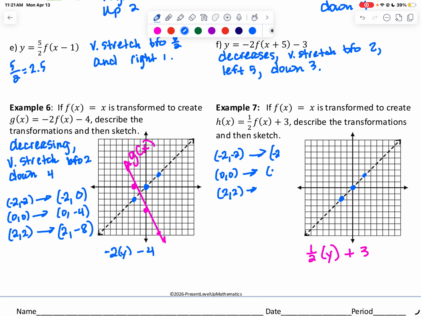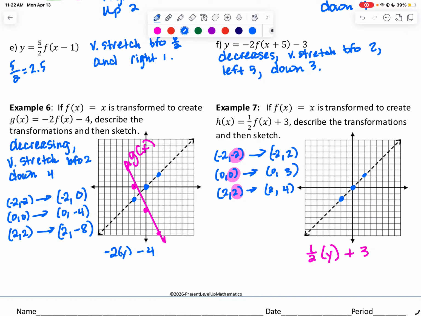I'm going to transform each one of those points. Now I'm not changing the x values, I'm just changing the y values. So I'm going to take this -2, multiply it by 1/2 and then add 3. So -2 times 1/2 is -1, and -1 plus 3 is +2. Now I'll take the 0, multiply it by 1/2. 1/2 times 0 is still 0. 0 plus 3 is 3. So this would be 0, 3. And then I'll take this 2. 2 times 1/2 is 1. And 1 plus 3 is 4.